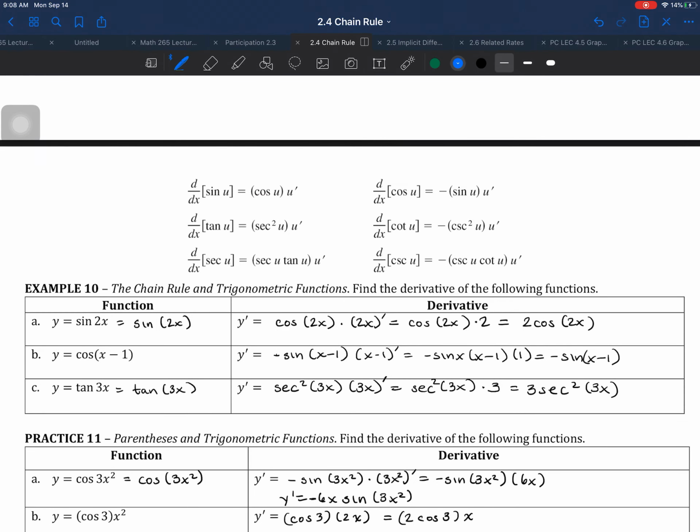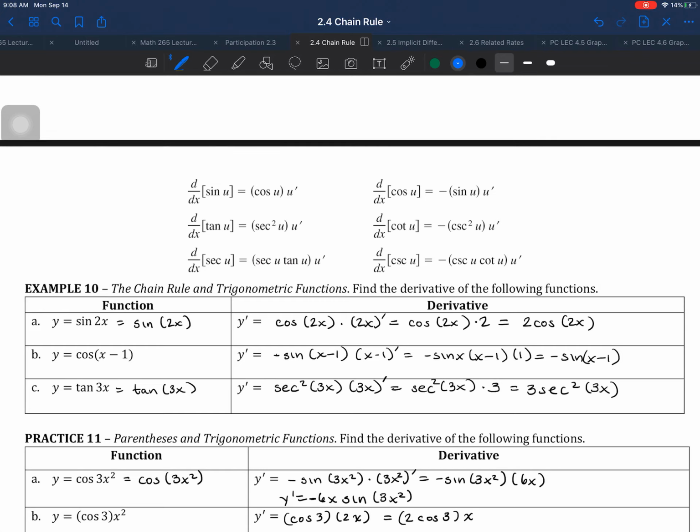Similar argument that we're going to have with trig functions. I remind you guys that the derivative of sine is cosine, the derivative of cosine is negative sine, the derivative of tangent is secant squared, the derivative of cotangent is negative cosecant squared, the derivative of secant is secant tangent, and the derivative of cosecant is negative cosecant cotangent.